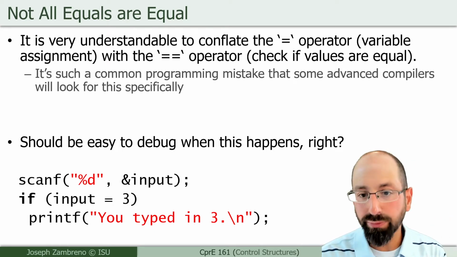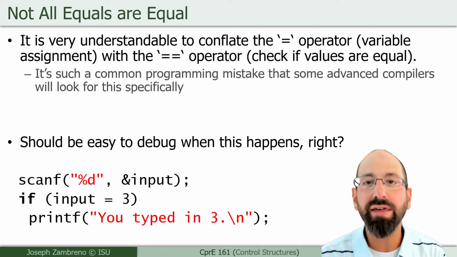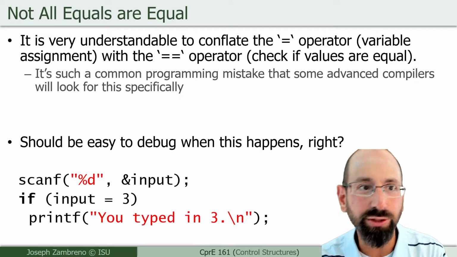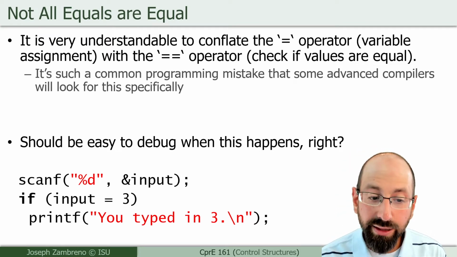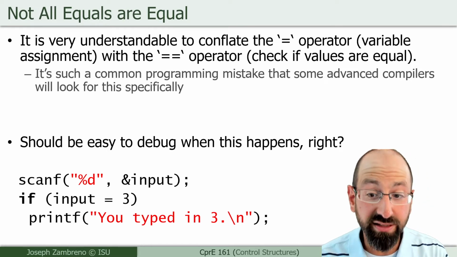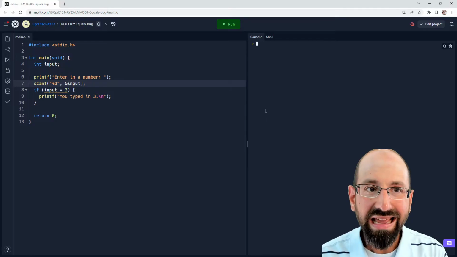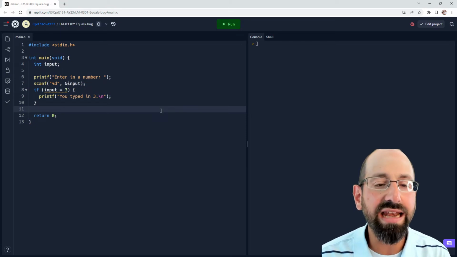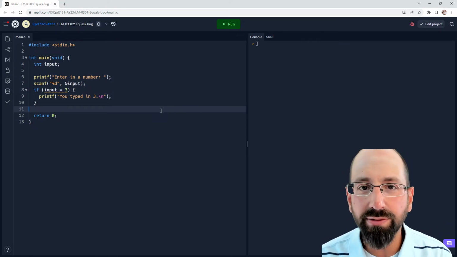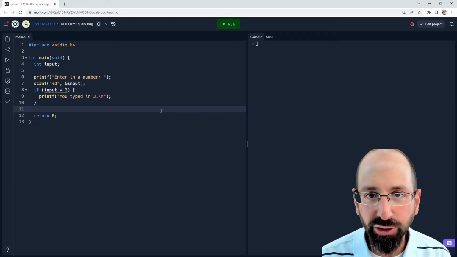It's such a common programming mistake in C that sometimes compilers will even tell you when you're doing that. You have to tell it that that's okay, that that's what you actually want to do. In theory, that should be pretty easy to debug when this happens. And for the synthetic example that I have here, it's not that hard to tell that it happened. But in practice, this is one if statement within many, many if statements inside your program.